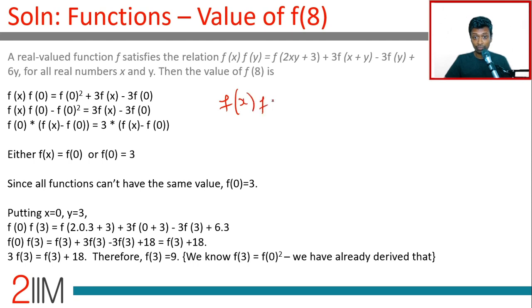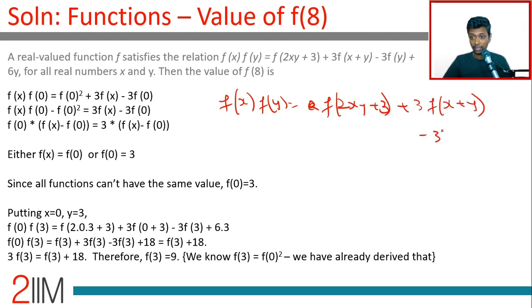So f of x into f of y equals f of 2xy plus 3, plus 3 times f of x plus y, minus 3 times f of y, plus 6y. And we need to get f of 8. We know f of 0, we know f of 3. If we put x is 0 and y is 3, we'll get only f of 3 again, f of 3 here, f of 3 here. That doesn't work. We need to have f of 8 coming in there.